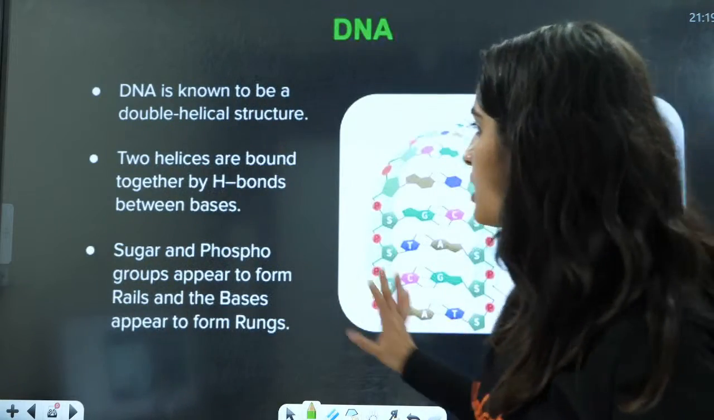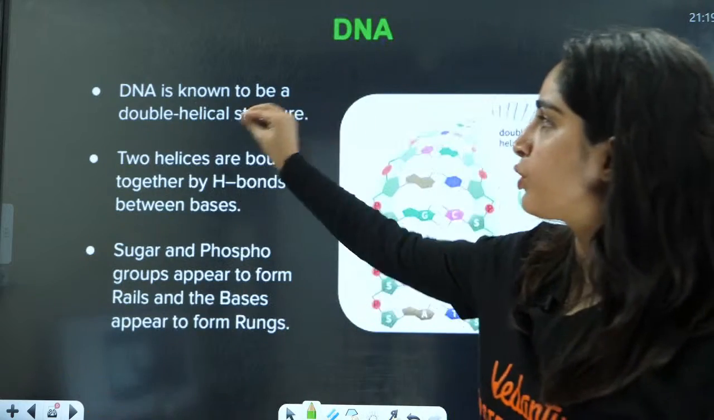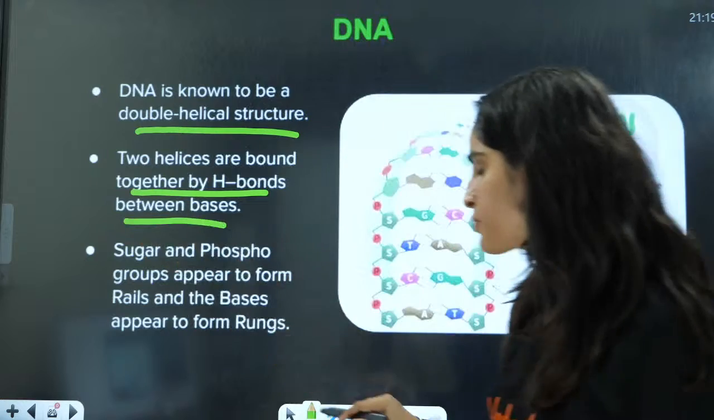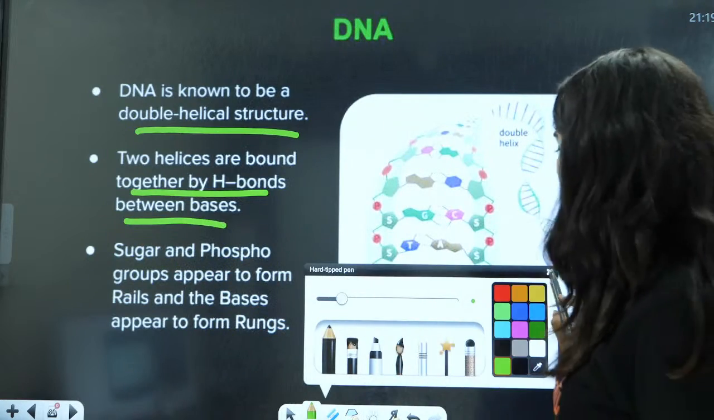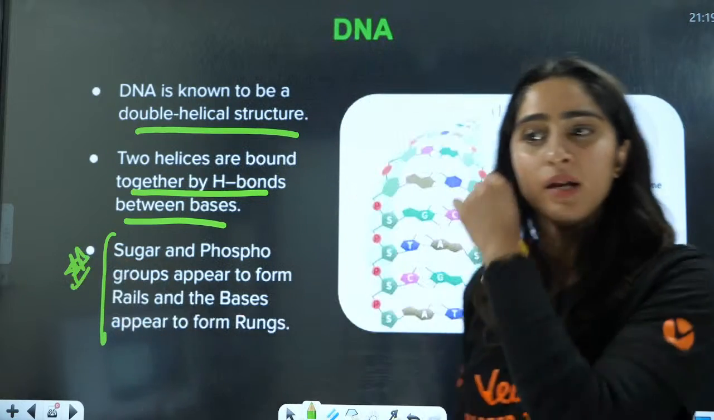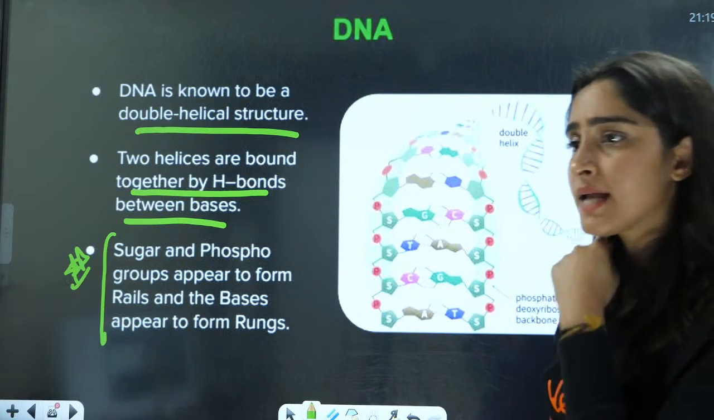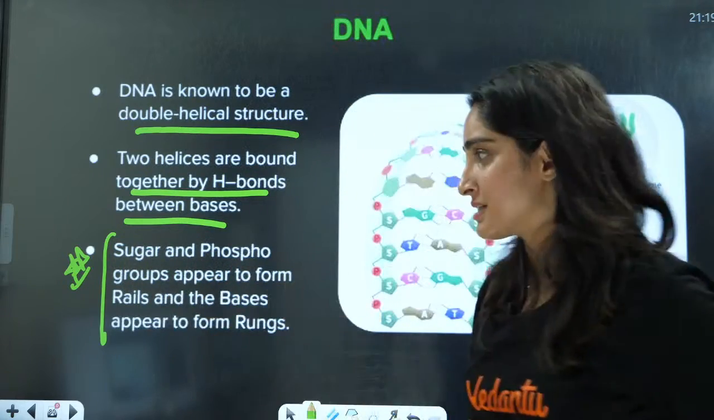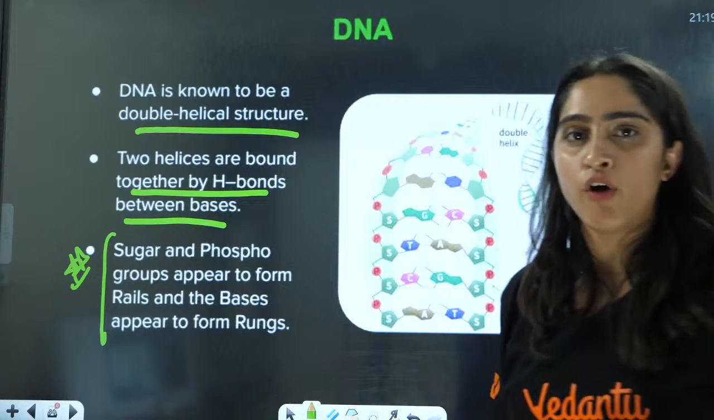So now DNA is known to be a double alpha helix structure. Two helices are held together by hydrogen bonds between them. Now, this is a very important line, everyone: sugar and phosphate groups appear to form rails and the bases appear to form rungs.